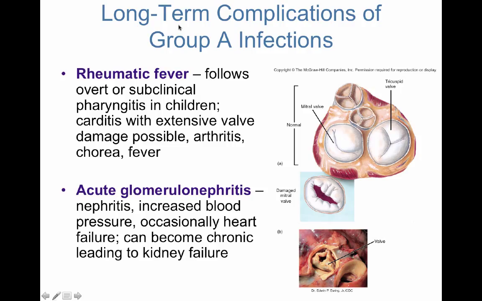Now, group A strep infections can cause rheumatic fever. So this would follow a subclinical throat infection in children, can spread to the heart, and can cause arthritis, fever. Heart valve damage is possible. It also could affect the kidneys. So it would cause acute glomerulonephritis, which usually is associated with increased blood pressure, occasionally heart failure, and can become chronic, leading to kidney failure.